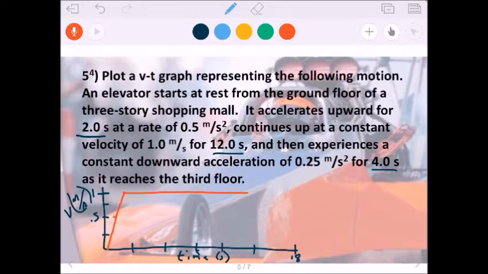And then it goes down by 1/4 meter per second squared for the next 4 seconds. So in second 15, it is going to be slowing down to 3/4. In second 16, it's going to be at 1/2. In second 17, it's going to be at 1/4. And in second 18, it's going to be at 0. We connect those points, and it should look something like that.